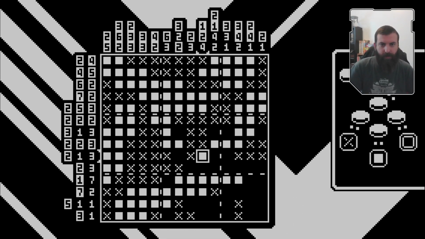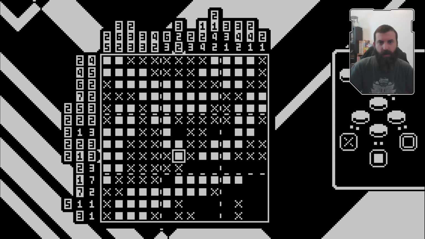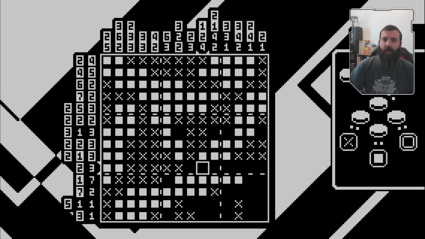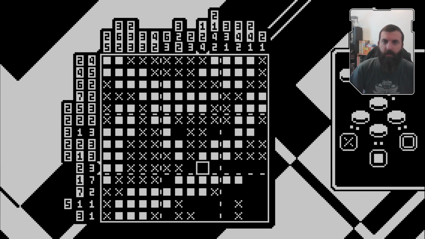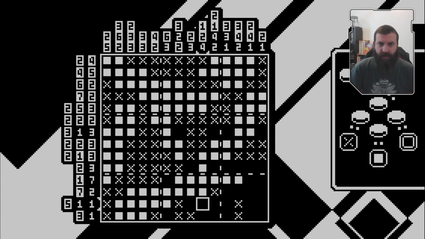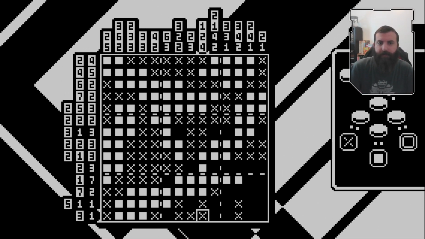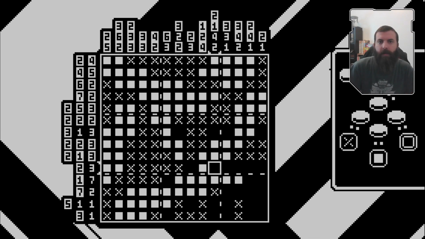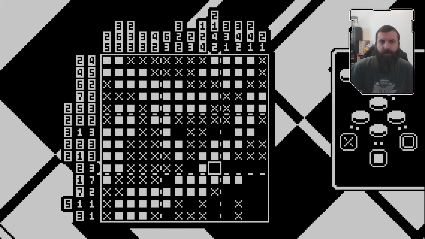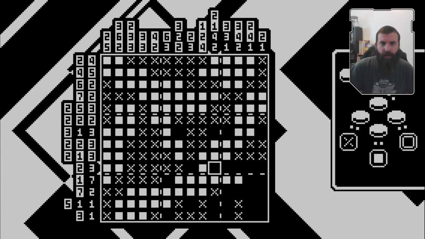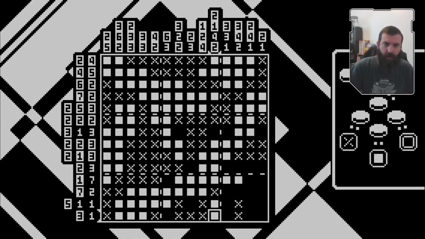Horizontal 2, 1, 3. Well, there's 1 and 3 spots left open, so those have to be like that. Vertical 1, 2, 4. We've got our 1, we've got our 2, so this has to be the remaining spot for our 4. Vertical 2, 1, 4, 2. We've got our 2, we've got our 1. The 4 has to be filled in like that.